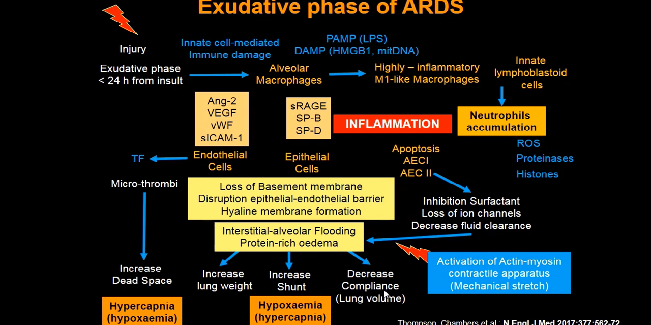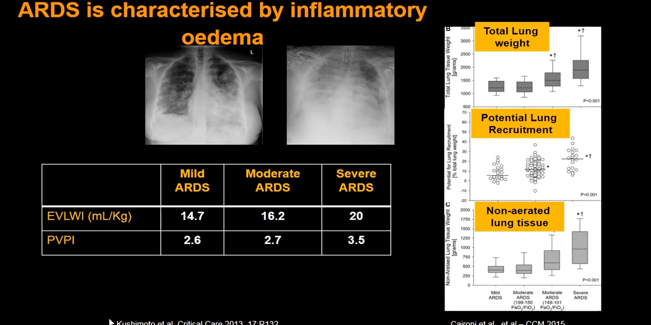The lung becomes smaller, and therefore the compliance goes down. In addition, the endothelial cells produce some tissue factors which clog some of these small capillaries with microthrombi, and increase the dead space, and that leads to hypercapnia.